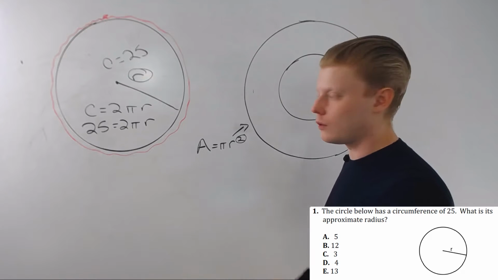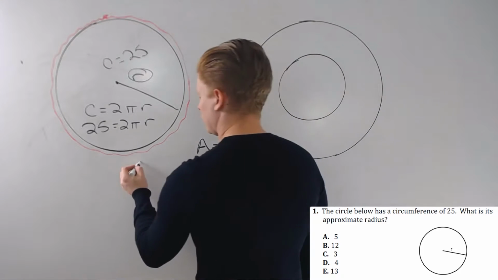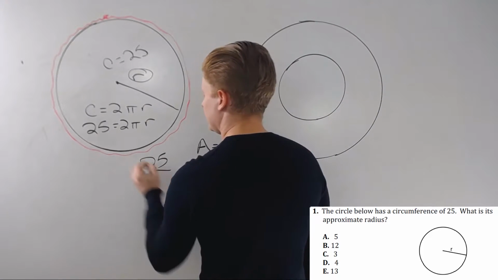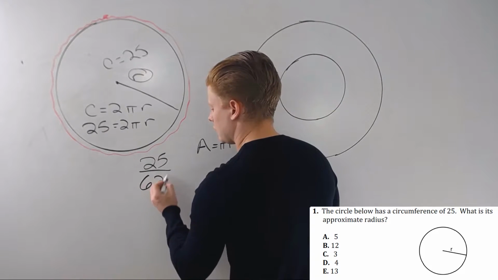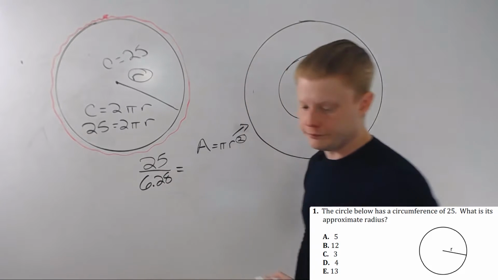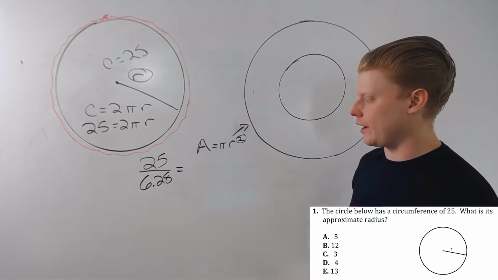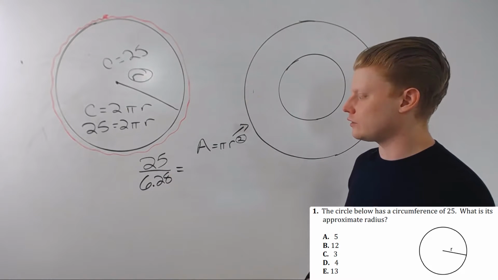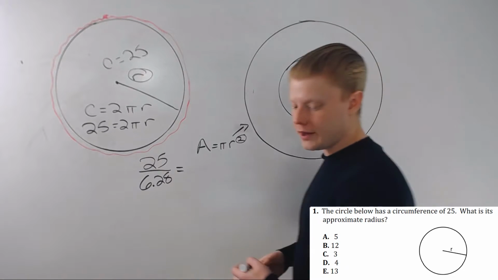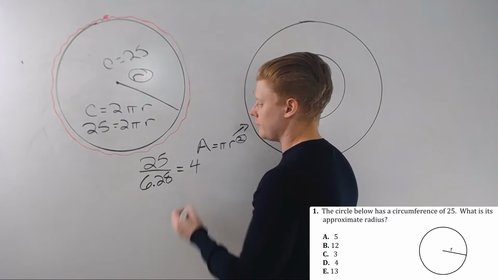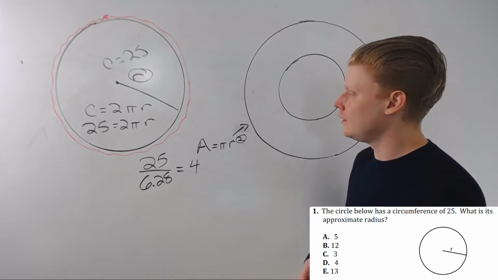And then I solve for r. So it'll be 25 over 2 times pi, which is roughly 6.28. It's a decent approximate answer, and they want to know approximately how much it is. Well, 6 goes into 24 4 times, and it's like 4 1/4, so the answer is going to be 4, give or take. That's all there is to it.